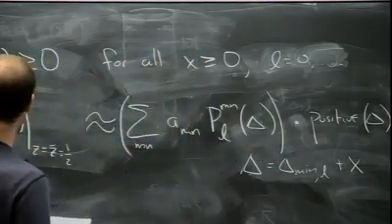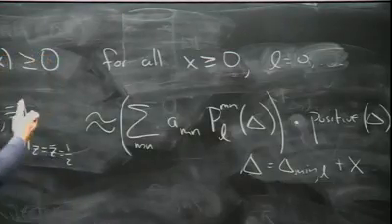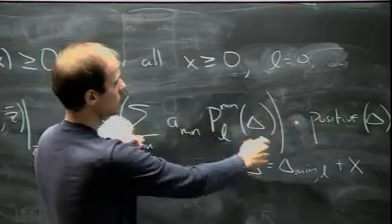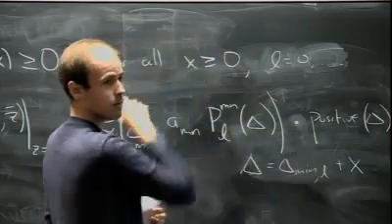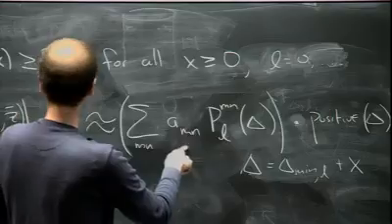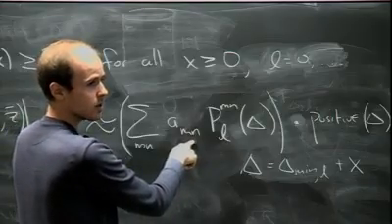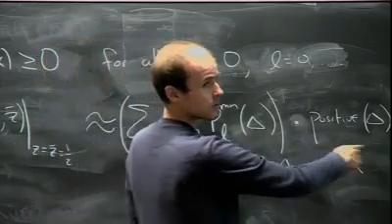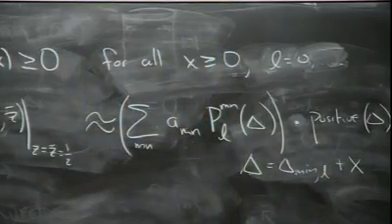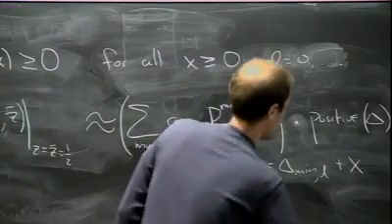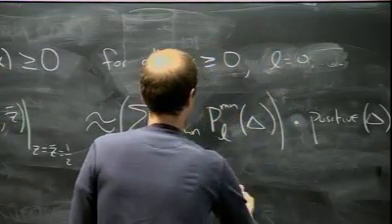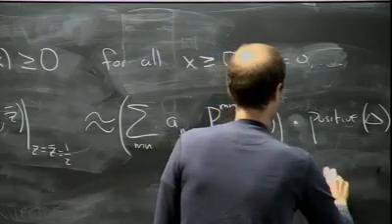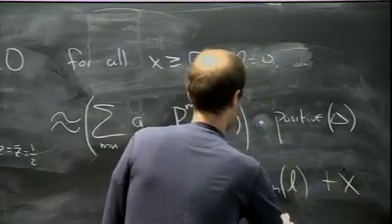Okay, so I claim that if we can take this and write it as a sum of polynomials in delta times a positive function of delta, then we can apply semi-definite programming. So this is a sum over amn, the coefficients in our functional alpha, times polynomials of delta, and this is some positive function of delta. So the way we apply semi-definite programming is we write delta is equal to delta min of L plus X, where X is bigger than or equal to 0.